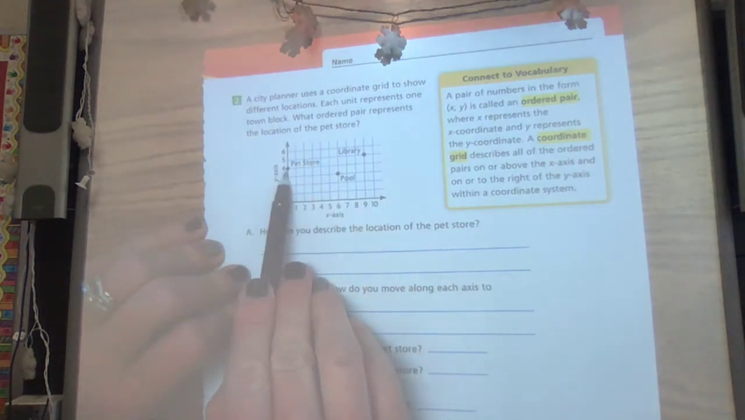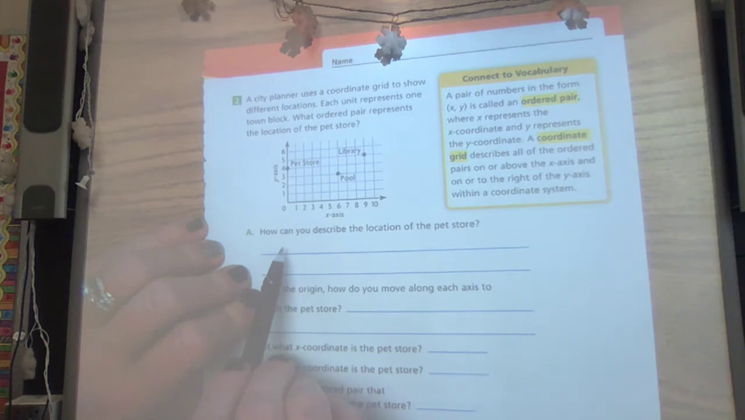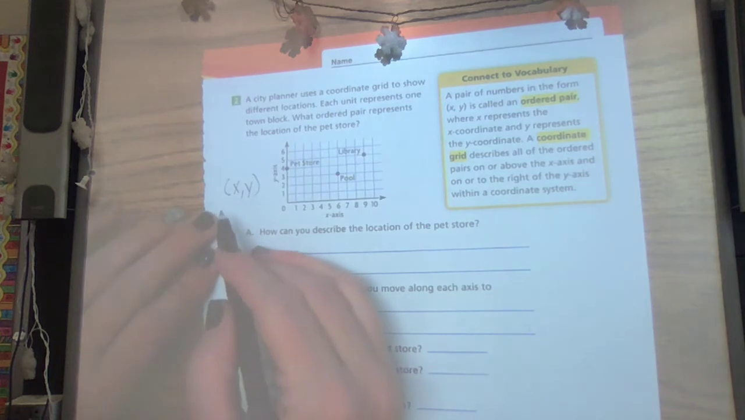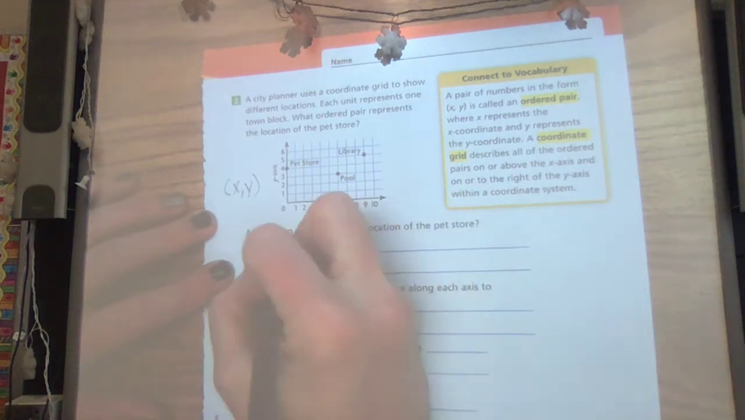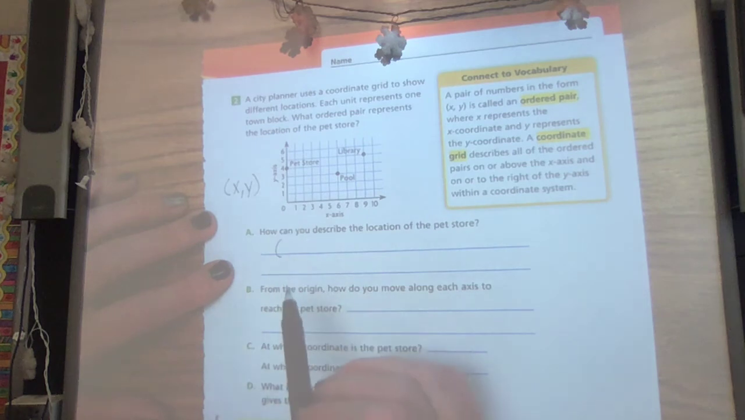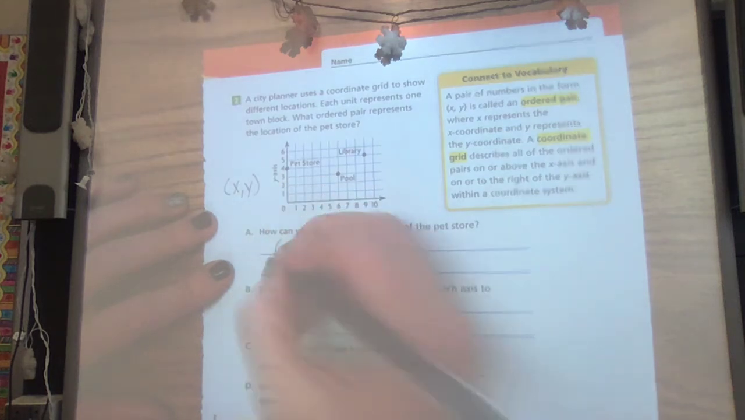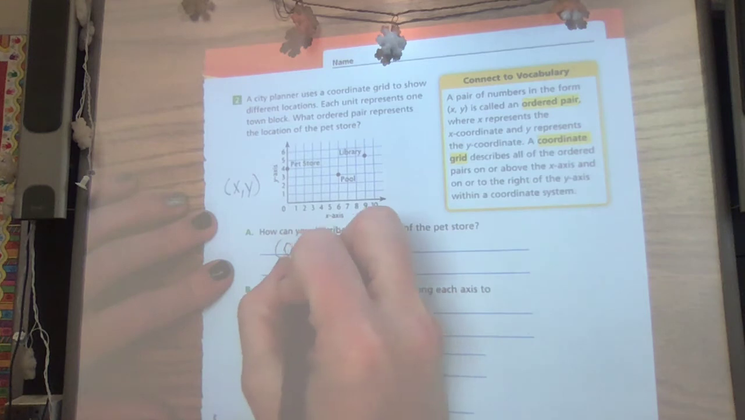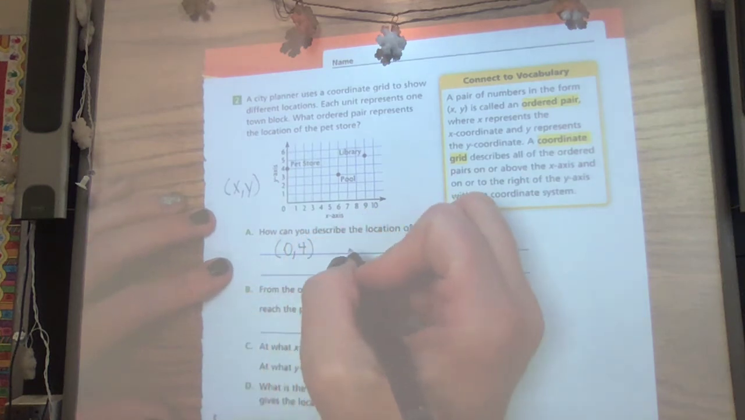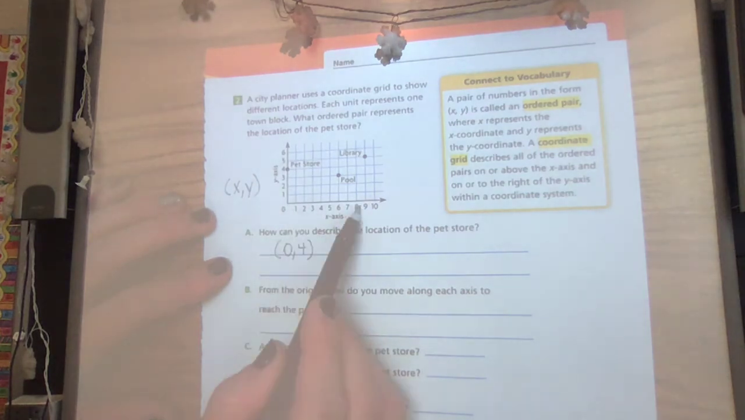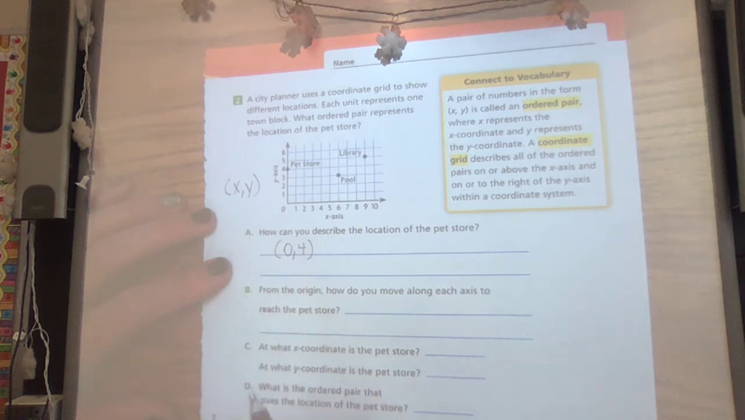I see the pet store here, and it is on that y-axis. But I remember that I have to have x and y. So the pet store, how far did I go on my x? I went none. I stayed on the 0, but I went straight up 4. So I hope that makes sense. We did not go anywhere on our x-axis, but we have to represent that with a 0. But I did go 4 up.